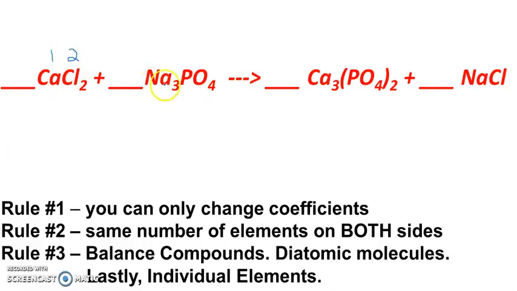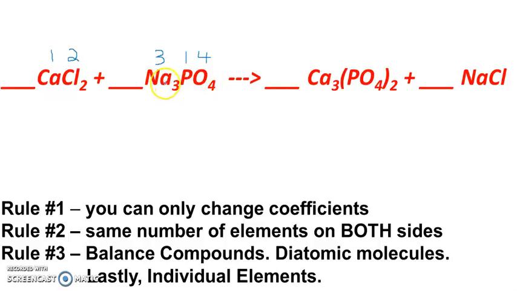Over here, you've got Na3. The 3 here denotes 3, so you've got 3 Na's. Over here you've got phosphorus and oxygen. Phosphorus has no subscript, so it's just 1 by itself. And oxygen has a subscript of 4, so that means it has 4 oxygens, okay?